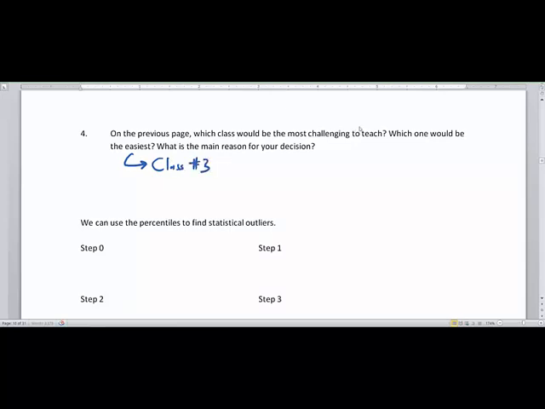Which class would be the most challenging to teach? That is not so easy to see. And if you voted for class number 2, and I just want to make that look a little nicer there, okay, if you said class number 2, I wouldn't mark that wrong. But I think class number 1 slightly gets the edge. And the main reason for your decision is this word variation. And the variation explains how spread out the data is.